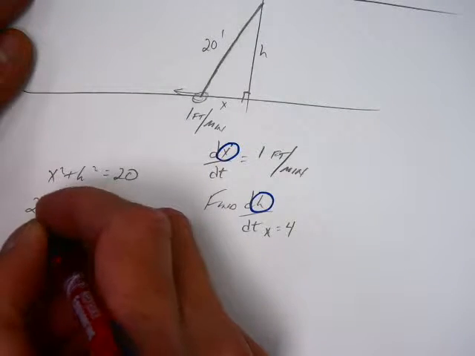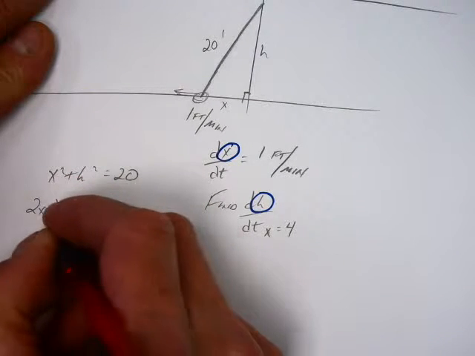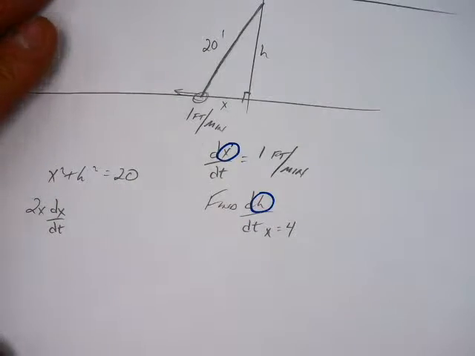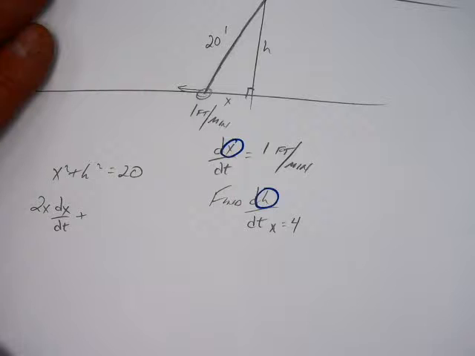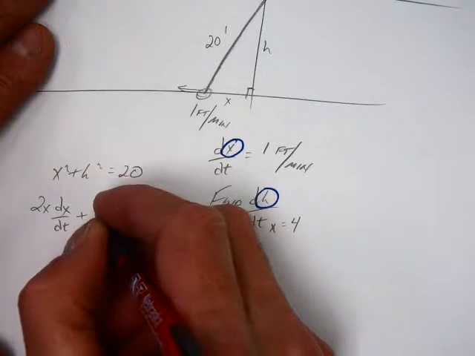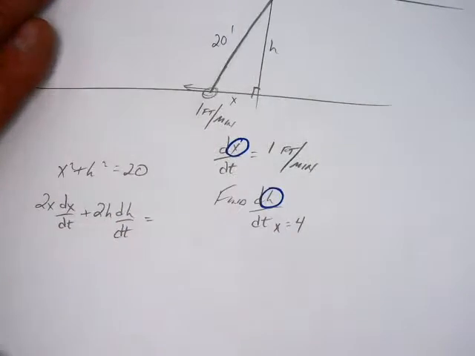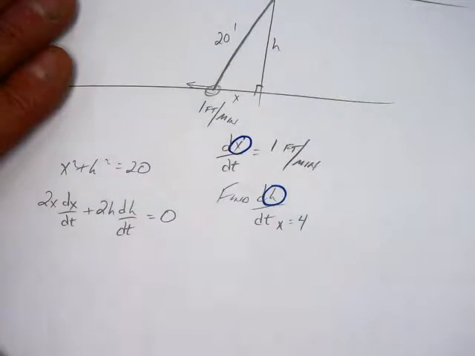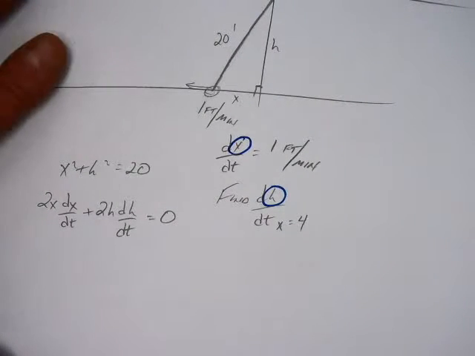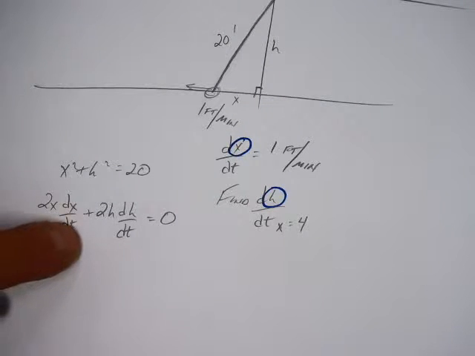2X. Now, this is going to freak you out, but now I'm figuring out how quickly everything changes with respect to time. So I've got to take that times dx dt. Plus, what's my derivative of h squared? 2h times dh dt. What's the derivative of 20? 0.